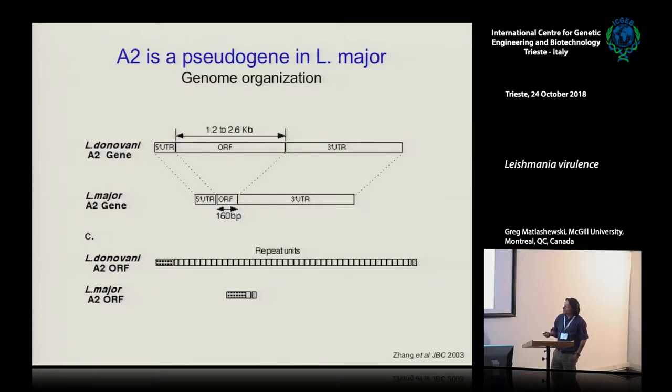The 5' end is here, the 3' end is here. It's actually a leader sequence. And you could find only one repeat, so only one 10 amino acid. So L major had it at one time, and they just got rid of all the repeats. So why did L major get rid of it? At some point during evolution, it no longer needed the A2 gene.